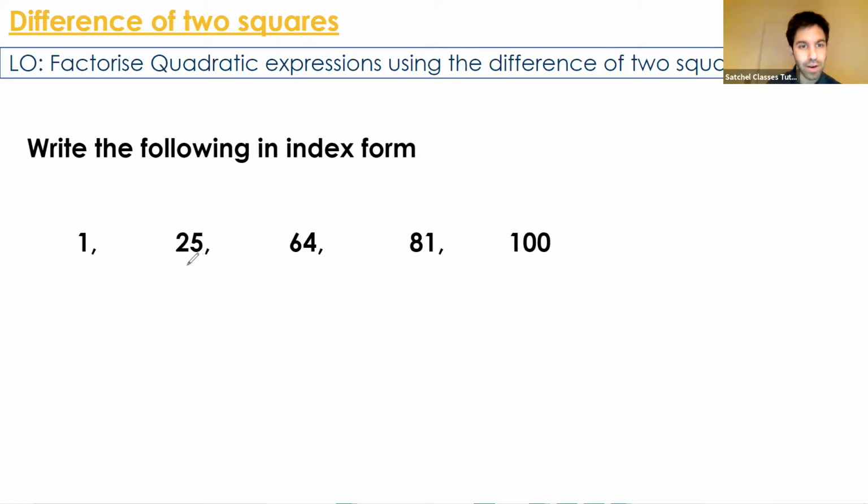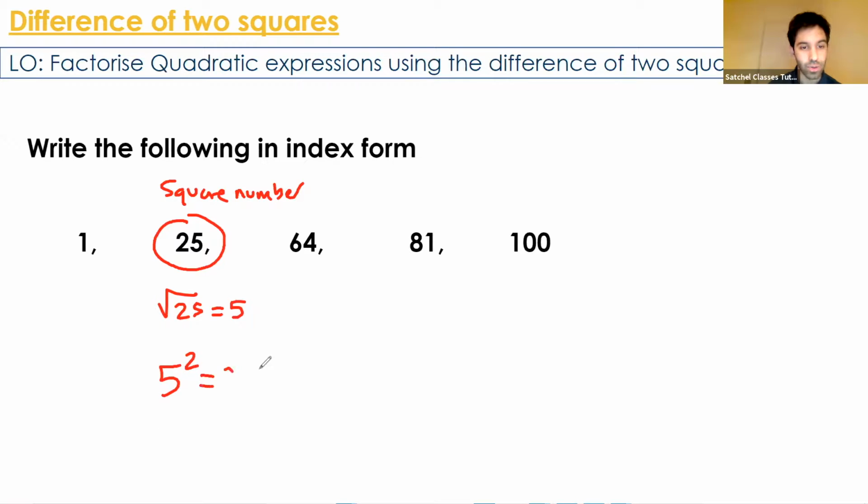What about 25 then? 25 can be rewritten as, well, we've got to notice something here. 25 is a square number. So the square root of 25 will be 5. Therefore, 5 squared is equal to 25. So 25 written in index form will be 5 squared.